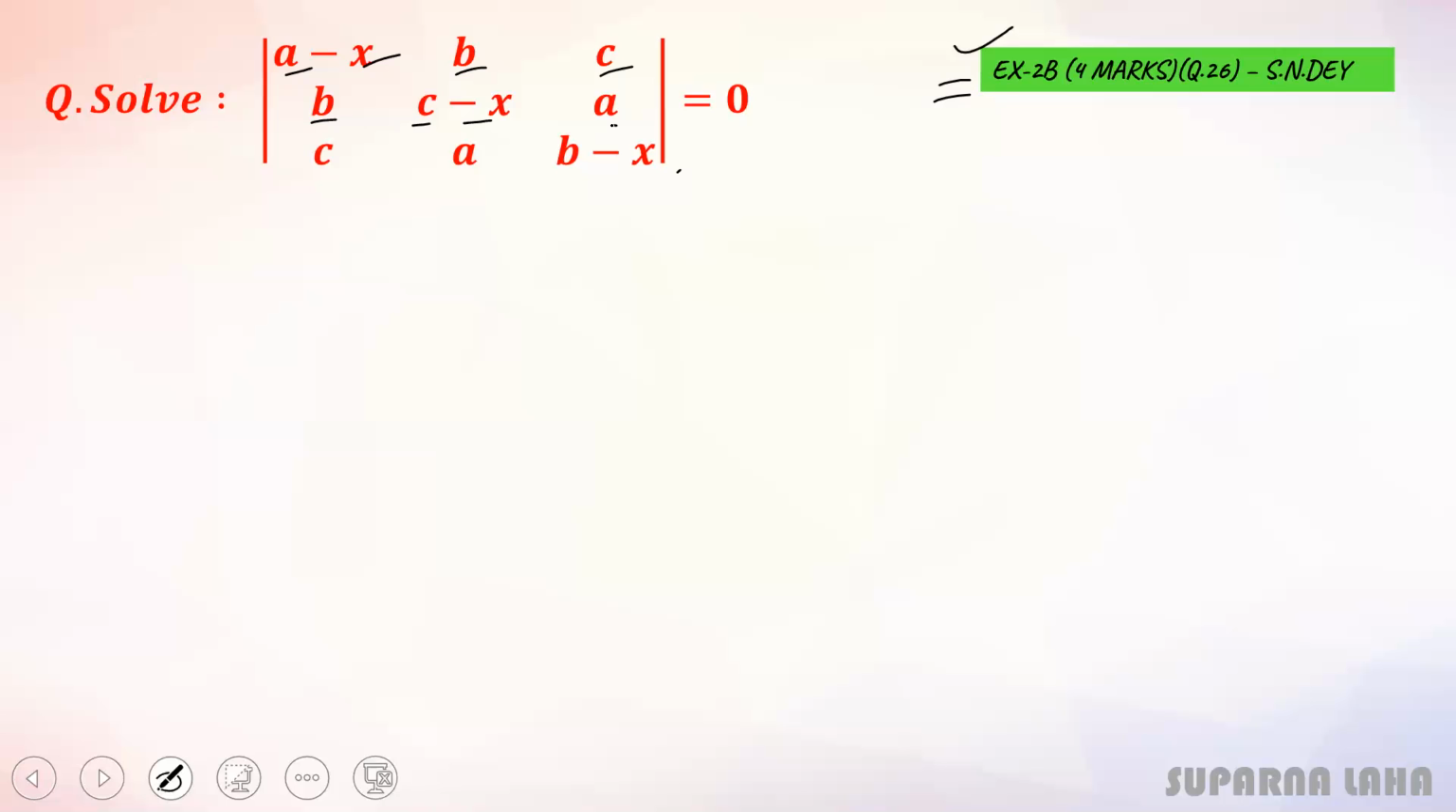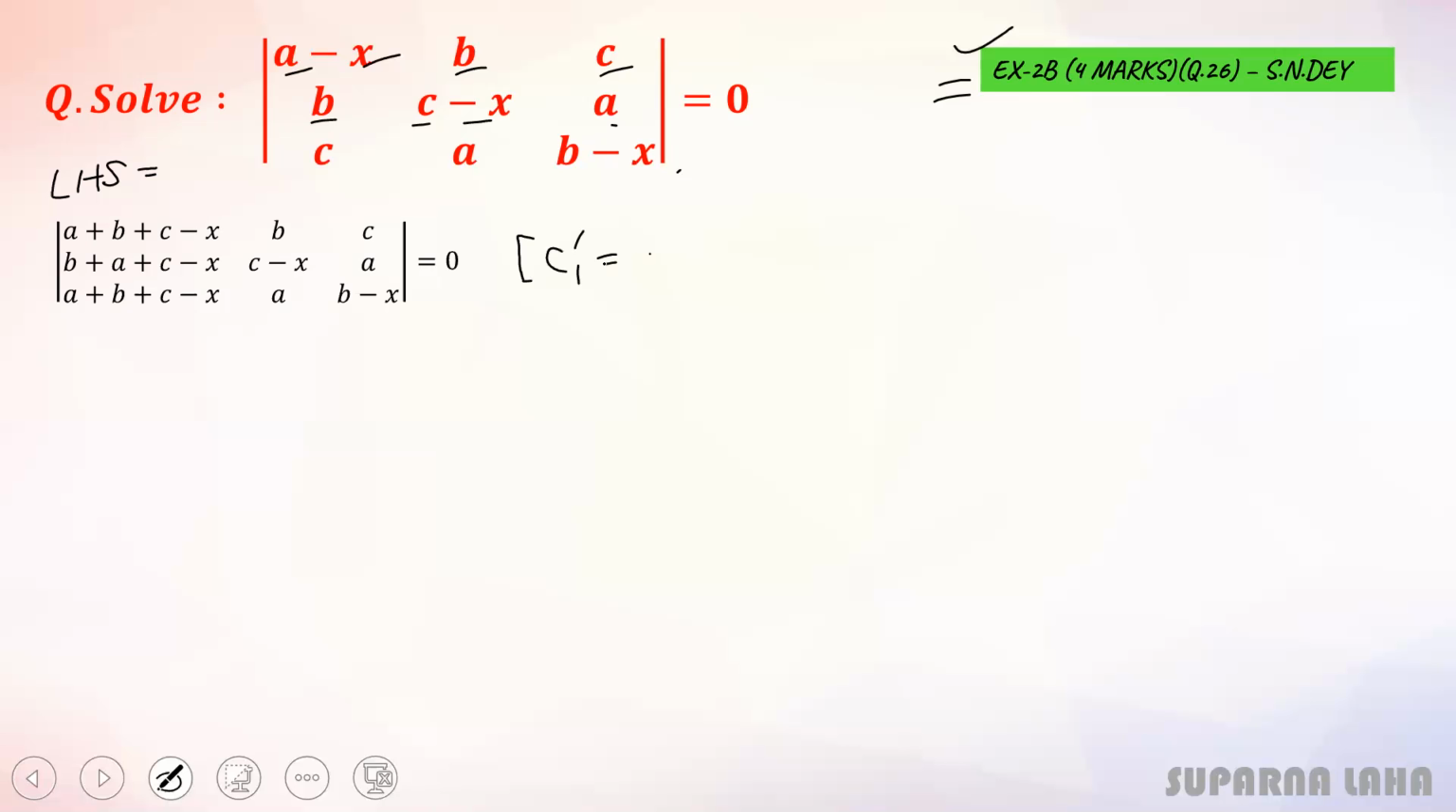So if we add these columns or rows, what will you find? You will find a particular factor, that is a plus b plus c minus x. So just add these columns. Here I have taken the operation on columns. Start with LHS. LHS is equal to this value. Just add. We can write this operation as C1 dash is equal to C1 plus C2 plus C3. So we are just adding these columns.